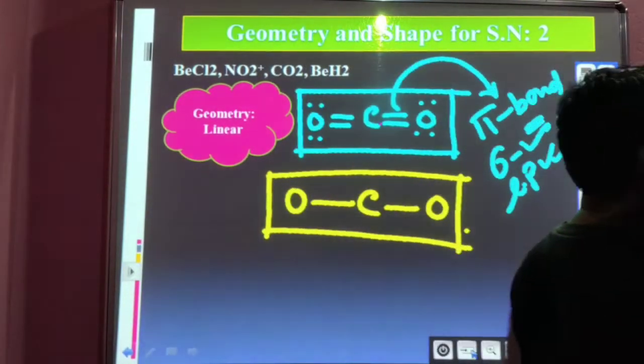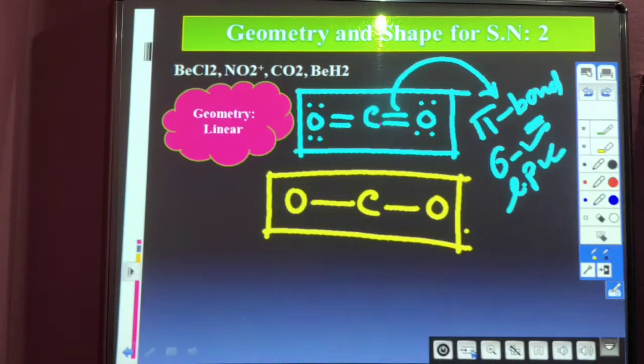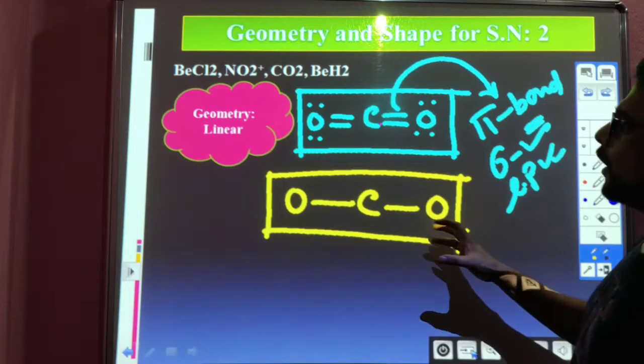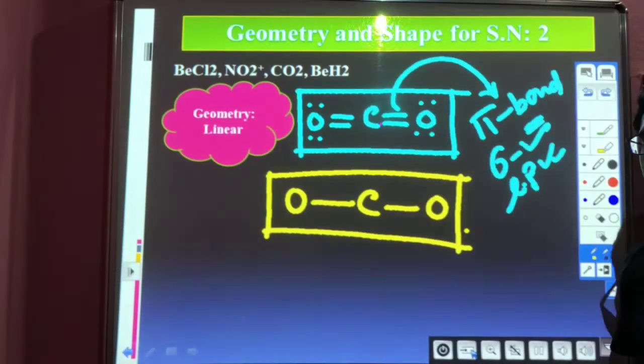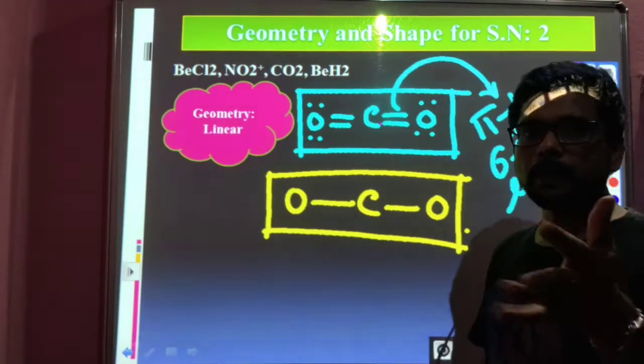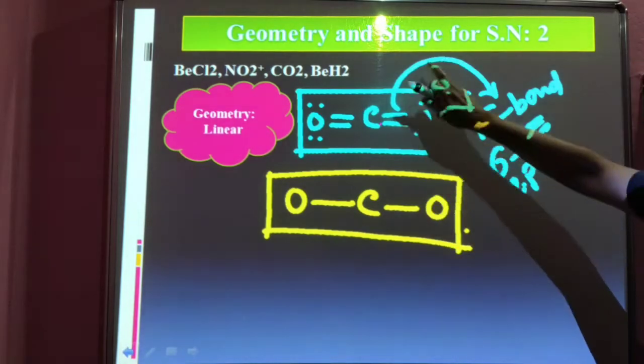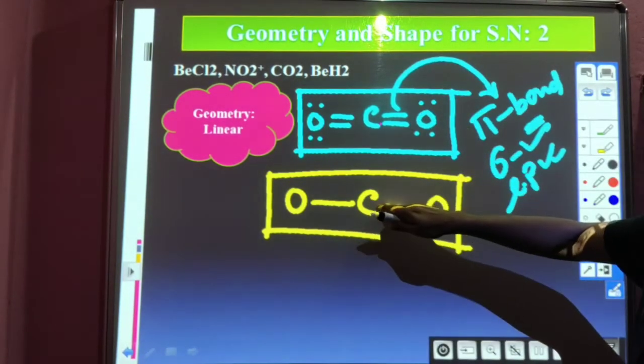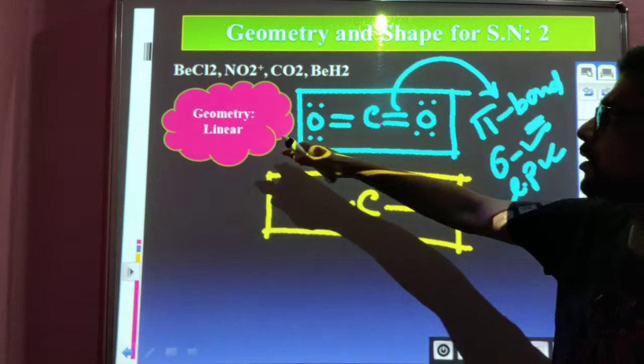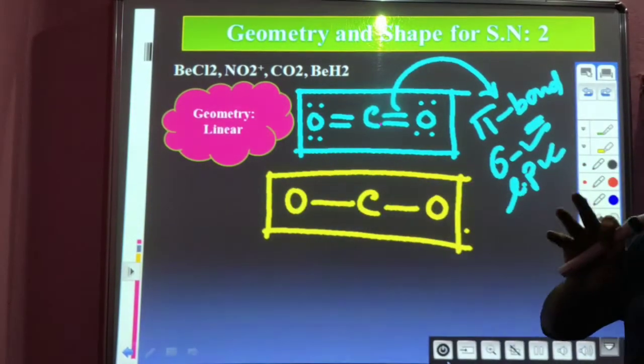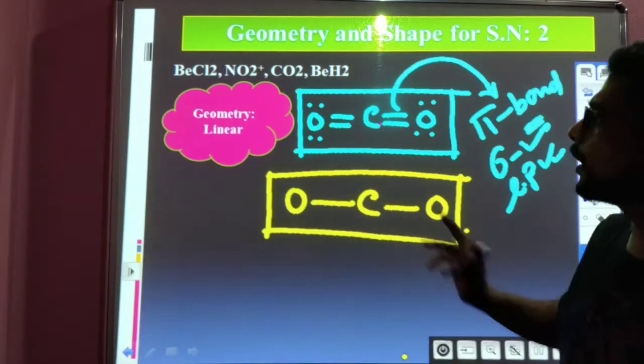Nothing wrong in it. Because while talking about geometry or shape, we are not bothered about pi bond. So here geometry and shape is same. It's linear because there is no lone pair of electrons on the central atom.